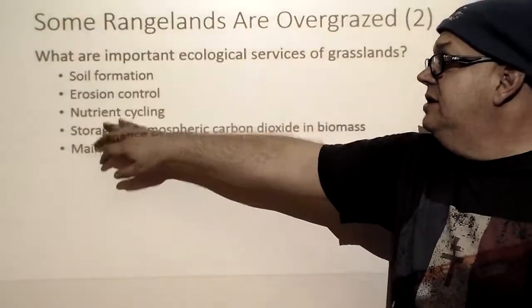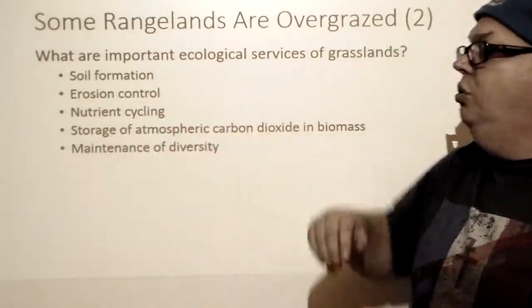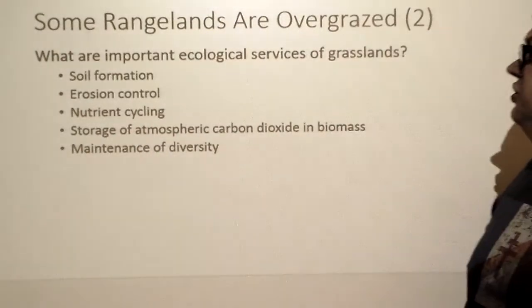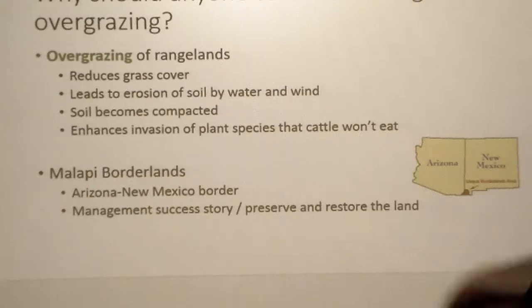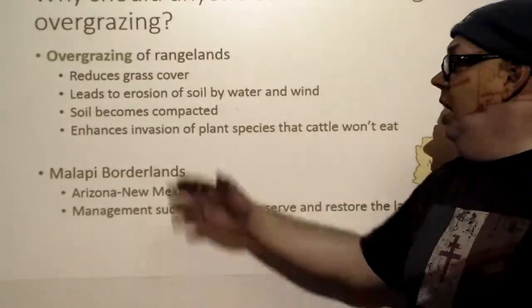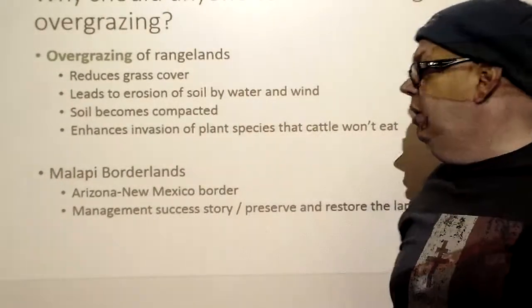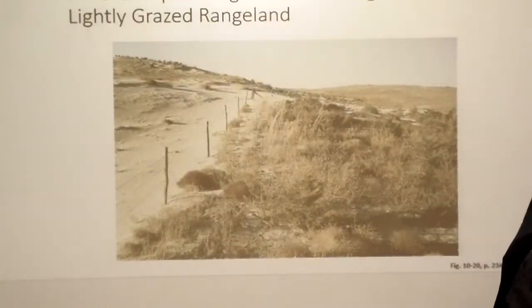And it leads into things like cutting down on soil formation, erosion control, nutrient cycling, maintenance of diversity, storage of atmospheric carbon dioxide and biomass. We've already covered that. And we also talked about the overgrazing. What are some of the problems? Again, erosion, the soil becomes compacted. You may remember the soil is all packed up, and it makes it very hard for seeds to go in.